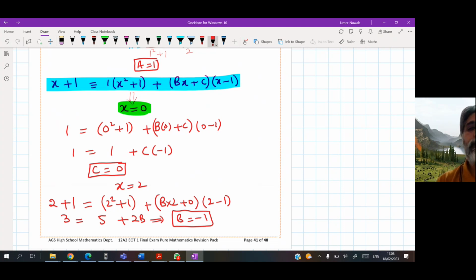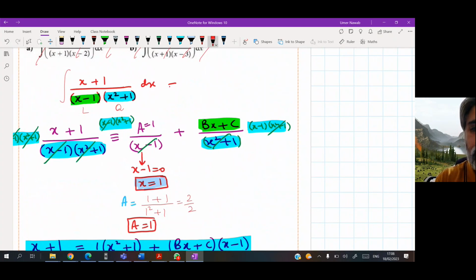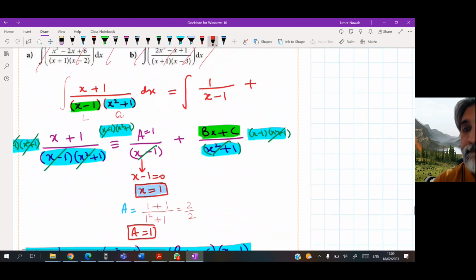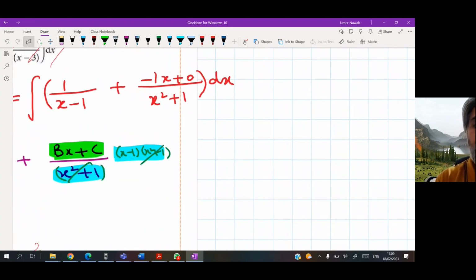So b is coming to me -1. Now, can I plug all the values here? 1 over x minus 1, and the b is -1, x plus 0 over x squared plus 1, and dx. Am I ready? Yes, the integration of x minus 1 will be ln of x minus 1.